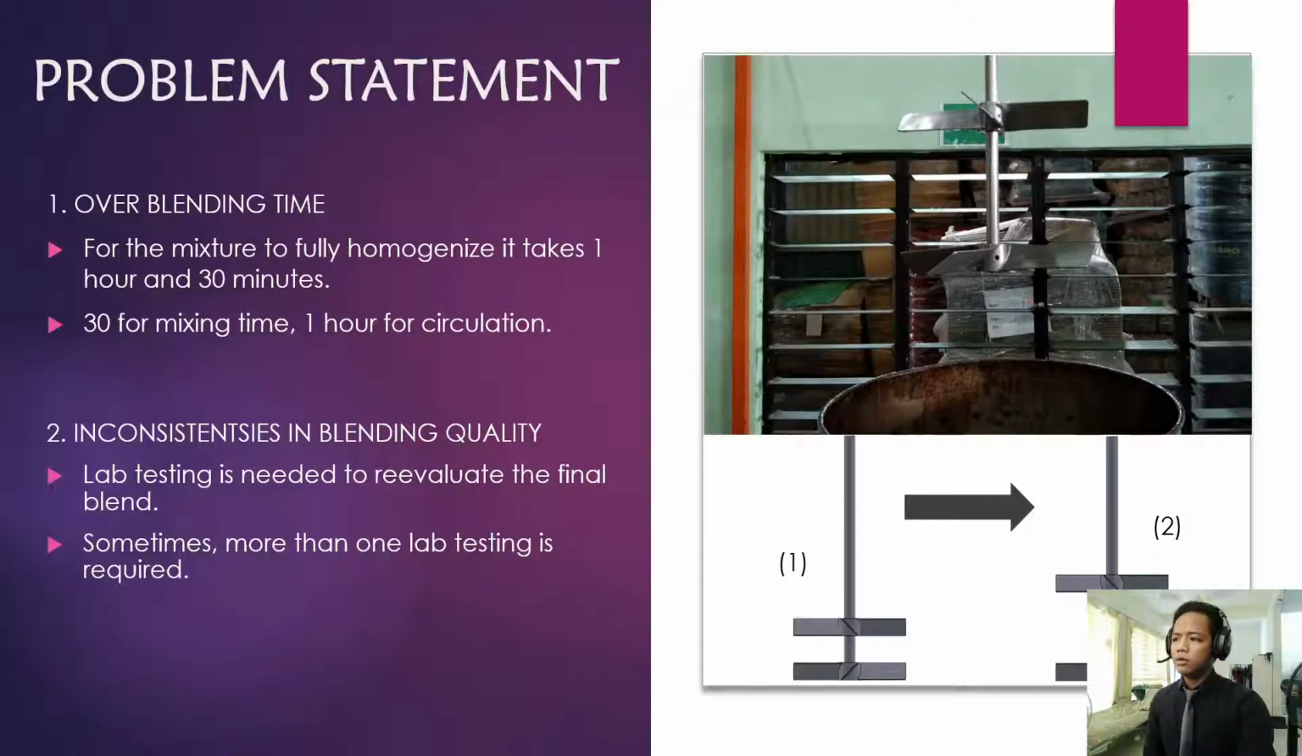Since there are inconsistencies in blending quality, lab testing is needed to evaluate the final blend. And sometimes, in the worst scenario, more than one lab test is required. For your information, the company has done a tweaking once by increasing the distance between the multi-stage impellers from position 1 to position 2. But after the tweaking itself, the problem still occurred.